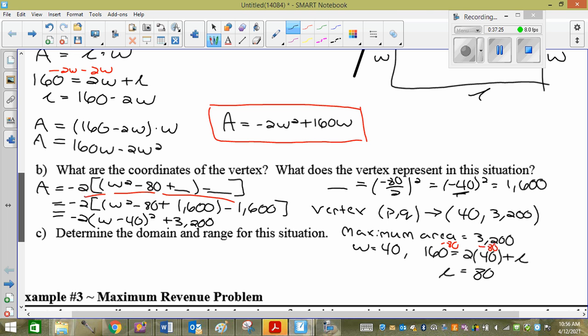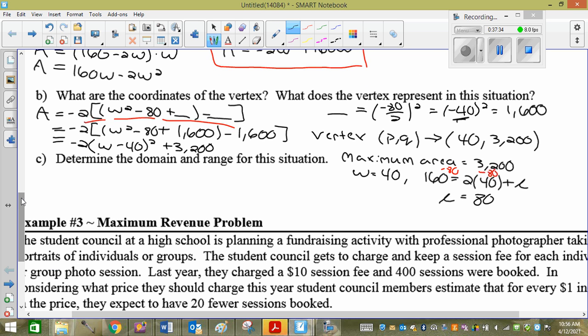So we have both our width, length, and the maximum area, which is represented all from information we get from the vertex here. What is our domain and range? What I want you guys to do is put this in your calculator, and then give me a range and a domain that is determined from that. So everyone enter this equation, the vertex equation, into your calculator under Y1.